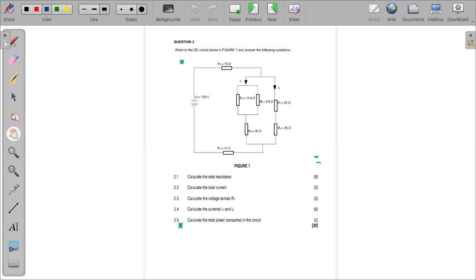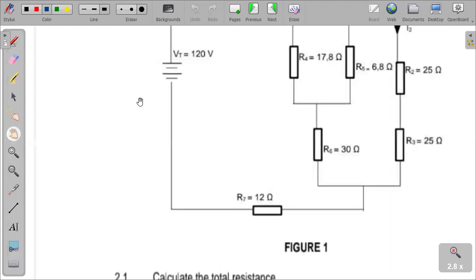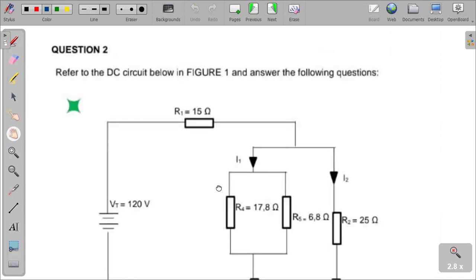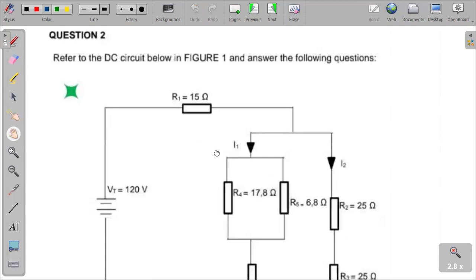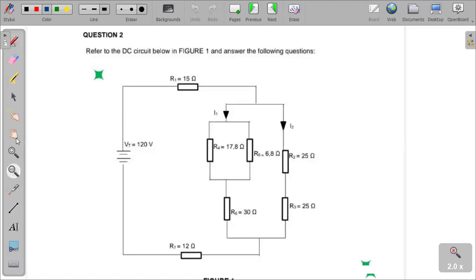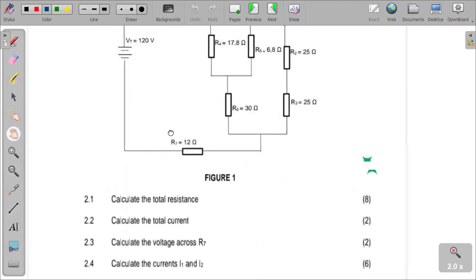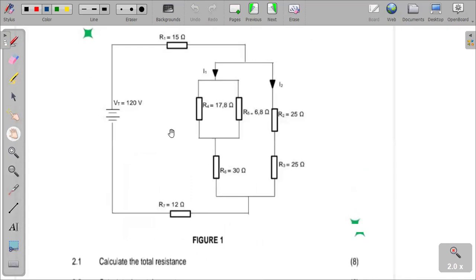Our next question is again another circuit that we're having, and it's simply saying refer to the DC circuit below in fig 1, answer the following questions. Calculate the total resistance. I think we can all see that that type of question is really a very common question.